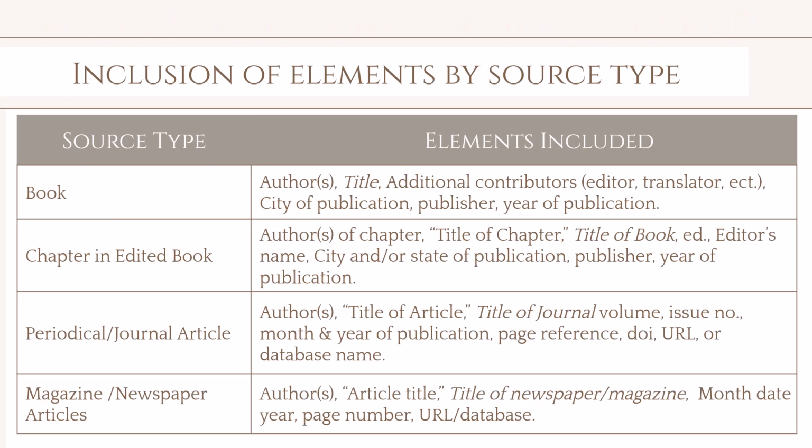Depending on the source type, some of the publication information and other elements may differ. This table breaks down the typical elements included in the most common source types used in academic or scholarly works. Electronic resources will usually include a URL, database, or DOI.